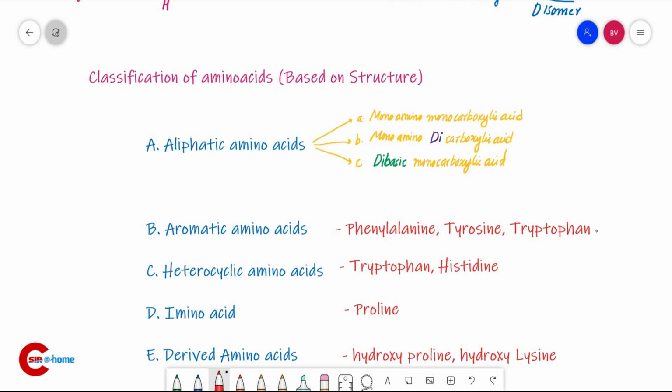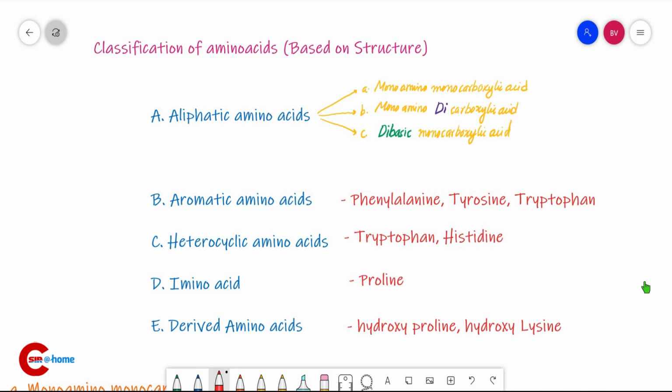Next, we will study the classification of amino acids based on structure. Amino acids can be classified into 5 different categories: aliphatic amino acids, aromatic amino acids, heterocyclic amino acids, imino acids, and derived amino acids. Aliphatic amino acids are further categorized into 3 categories. The first is monoamino monocarboxylic acid, which contains 1 amino group and 1 carboxylic acid group.